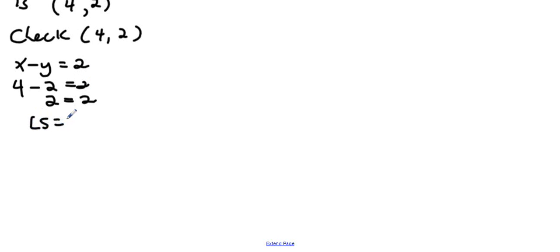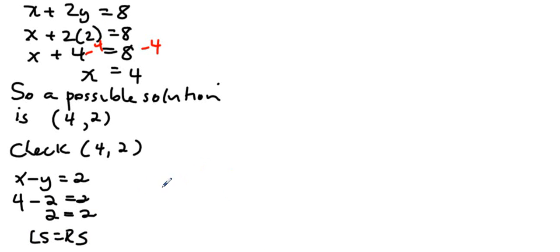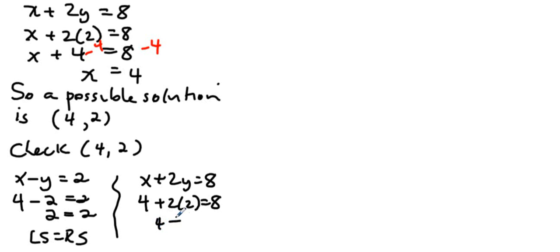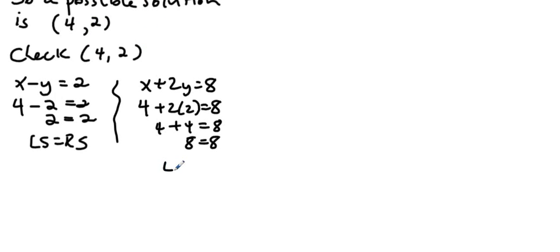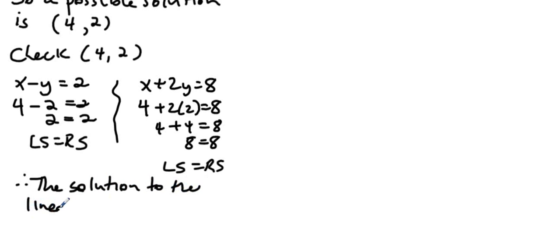Okay. Got to check the other equation though, right? Come up beside it here. So the other equation was x plus 2y equals 8. And if we put in 4 plus 2 times 2 equals 8, we get 4 plus 4 equals 8. 8 equals 8. Yay. Left side does equal right side then. And we can conclude, therefore, the solution to the linear system is 4, 2.